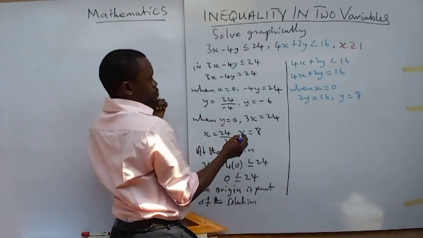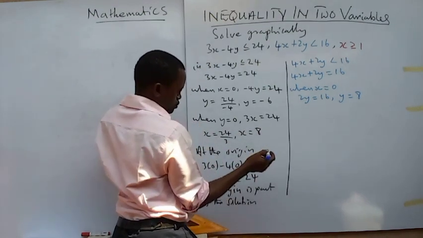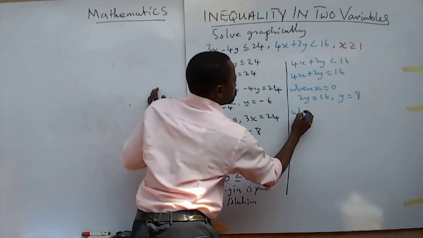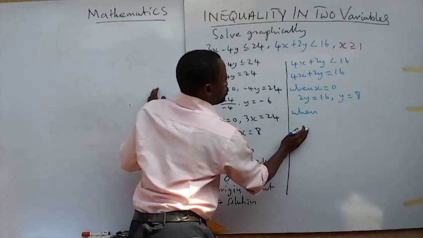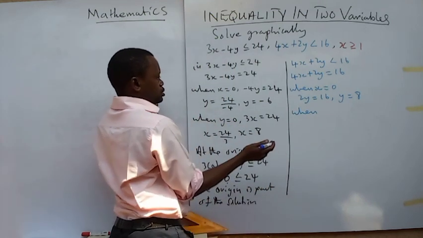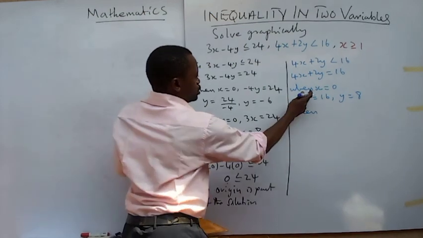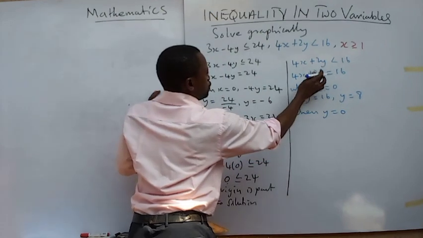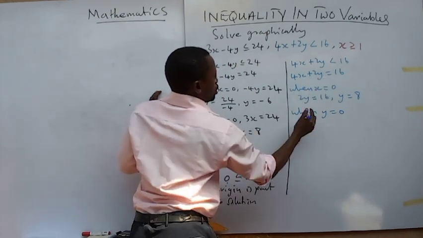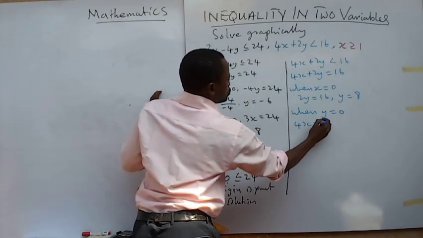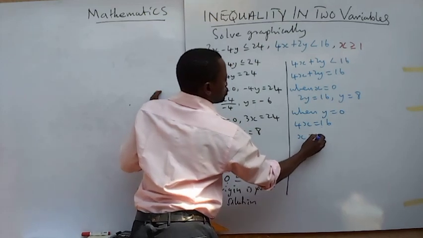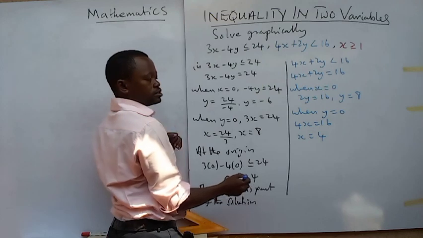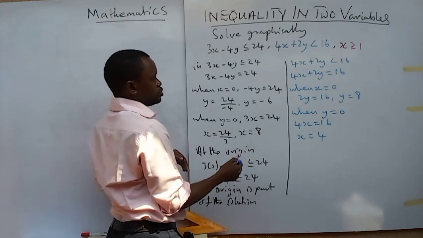Do we get that now? I hope we are following what I'm doing here. I'm not too fast. I've checked when x is 0. When y is 0, I have 4x equals 16, which means x equals 4 when you divide both sides by 4, since 16 divided by 4 is 4.